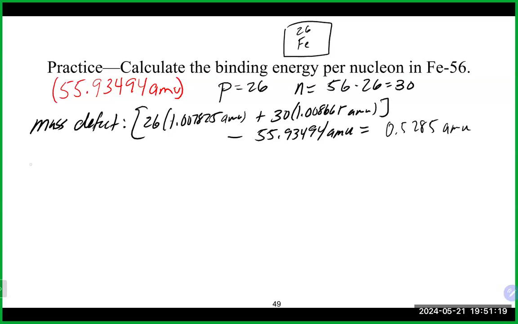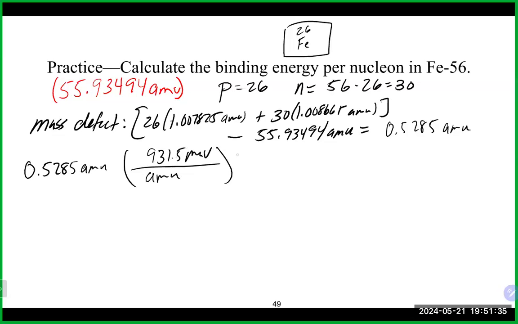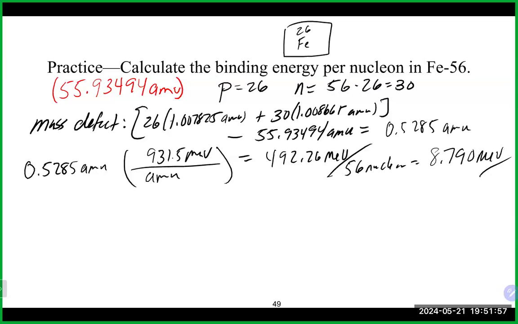Once again, we can go with our conversion there of an AMU is 931.5 mega electron volts. Gets you 492.26 mega electron volts divided by 56 nucleon here. Gonna get us an 8.790 mega electron volts per nucleon.